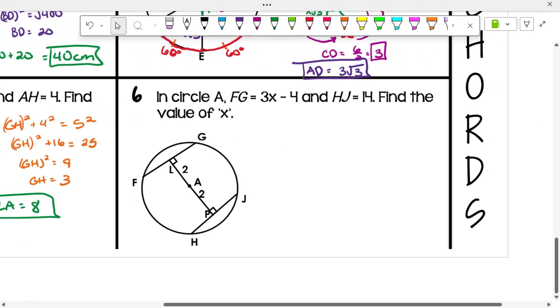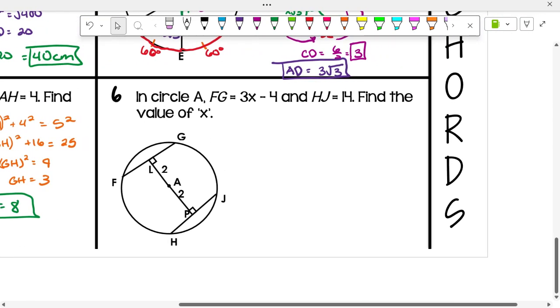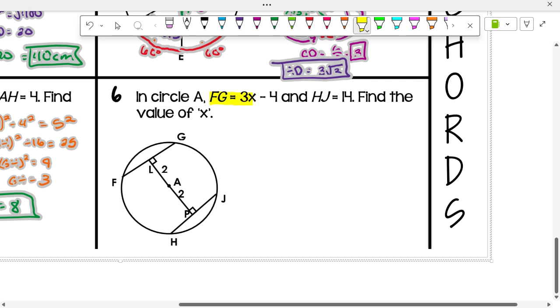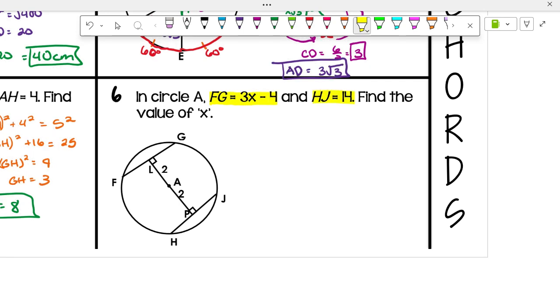All right, last one. We can do it in 5 minutes. It's quick. FG is 3x minus 4. HJ is equal to 14. They want to know the value of x. Don't start packing up yet. So 3x minus 4. HJ is 14.